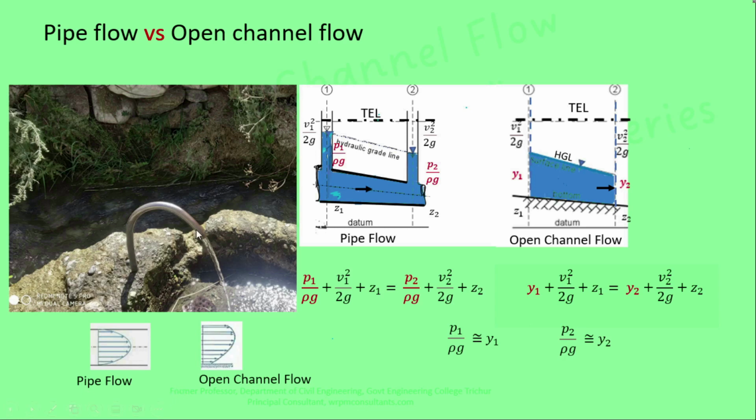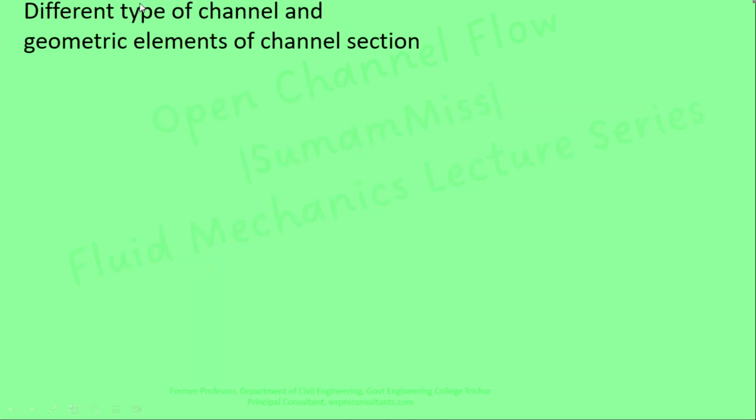So for analyzing open channel flow, we should know the geometric elements of different shapes of the channel and the corresponding geometric parameters. In the next section, we are going to discuss different types of channel and geometric elements of channel sections. So channels are classified into natural channels and artificial or man-made channels. River streams are examples of natural channels, where the cross section, slope, etc. change from section to section. So analysis of a natural channel is complex compared to artificial channels.